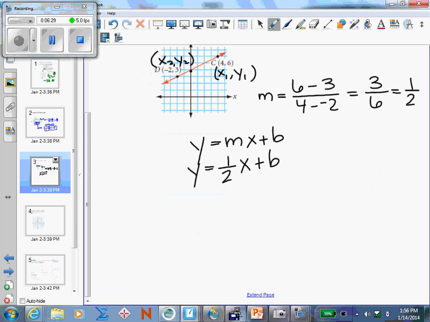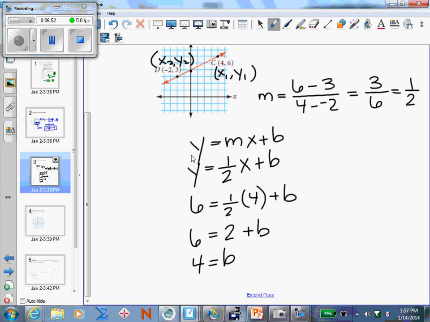I'm going to use my x1, y1, so I'm going to substitute in 6 for y and 4 for x. That way I can solve for b. So 6 = 2 + b. Subtract 2 from both sides, so 4 = b. I now use that value and write the equation of my line. y = 1/2 x + 4.